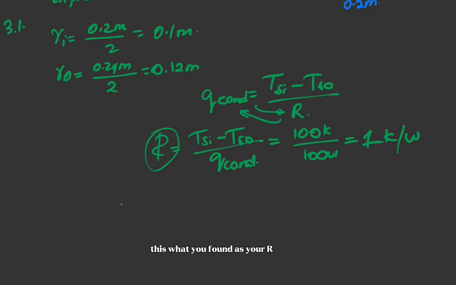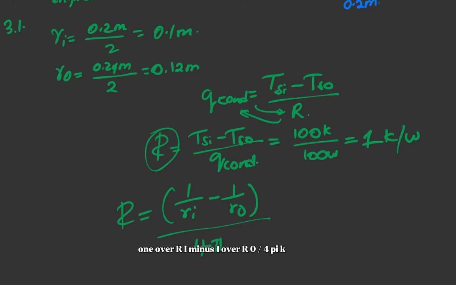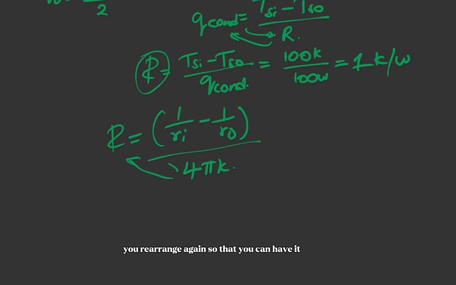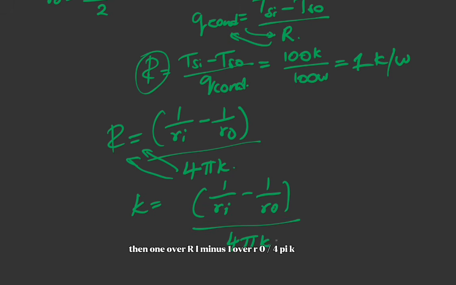This is what you found as your R. But remember, you're looking for k. And you know that R is equal to, for a sphere, 1 over Ri minus 1 over Ro, divided by 4 pi k. And then at this stage, you rearrange again so that you can have it in the form of k as the subject of the formula. That's my mistake, 4 pi k instead.